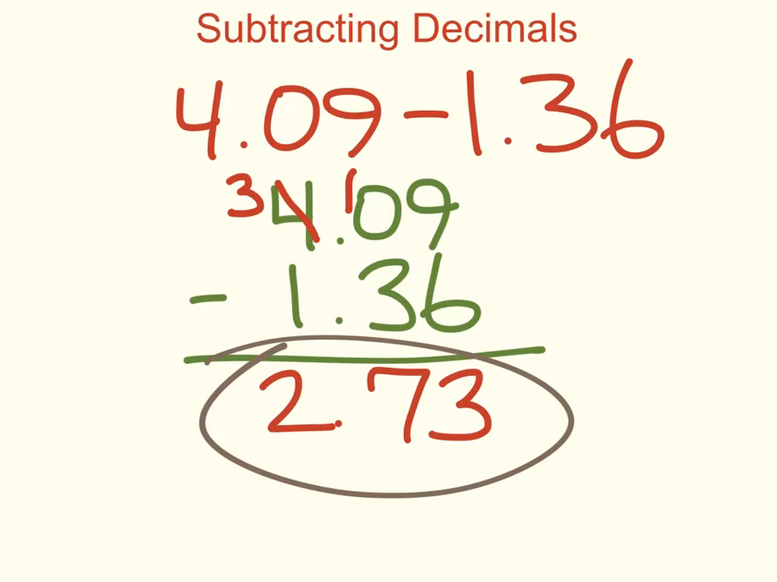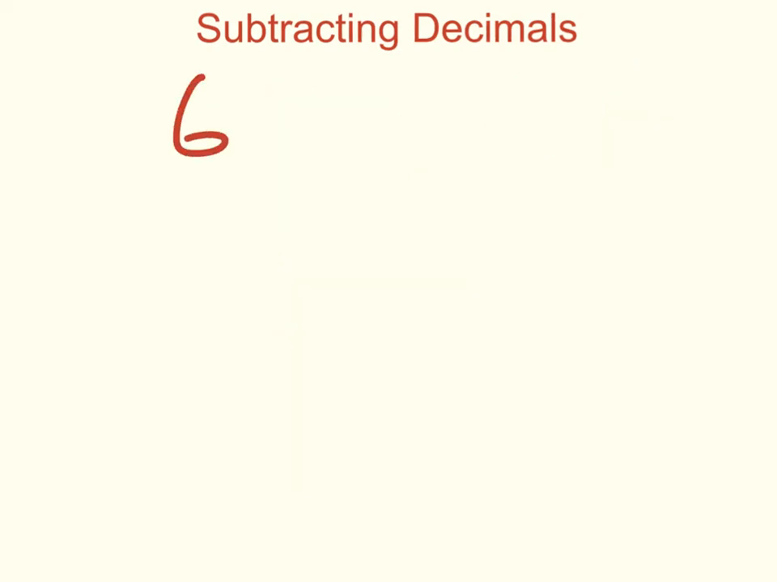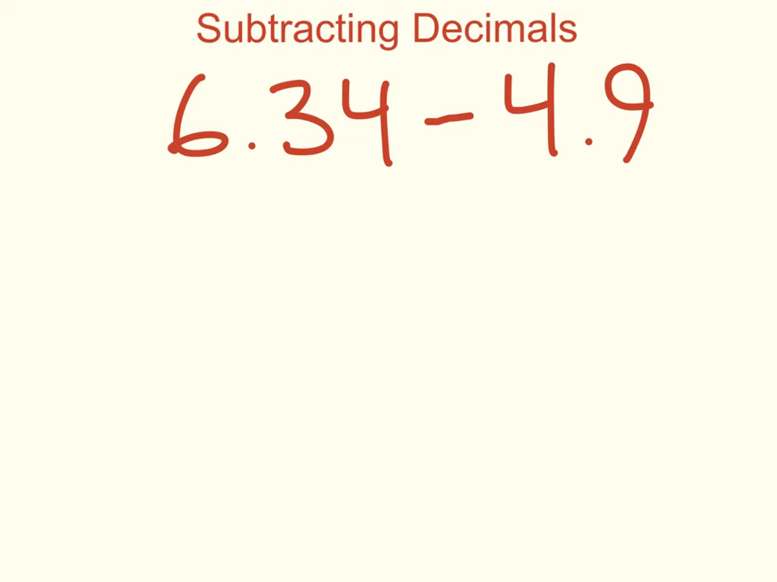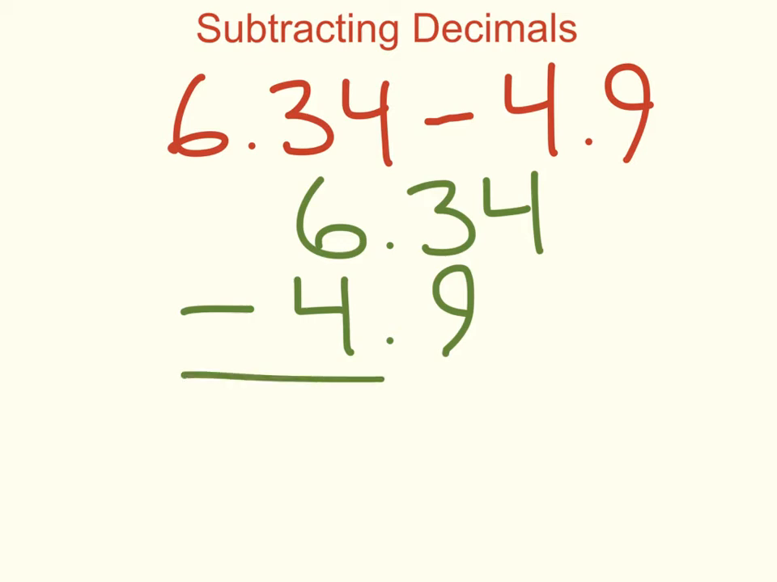Let's try a little bit of a tougher question now. 6 decimal 34 minus 4 decimal 9. I'm going to line them up vertically. And I'm going to make sure to line up my decimals. Alright. Uh-oh, I'm missing something. This number has 2 place values after the decimal, tenths and hundredths. And my bottom number just has tenths.